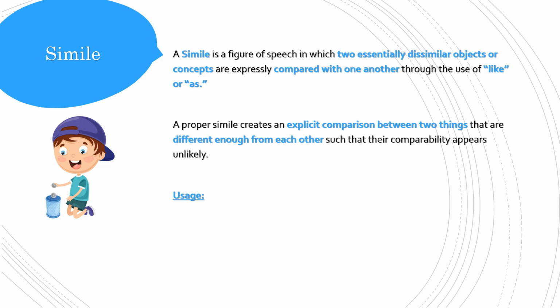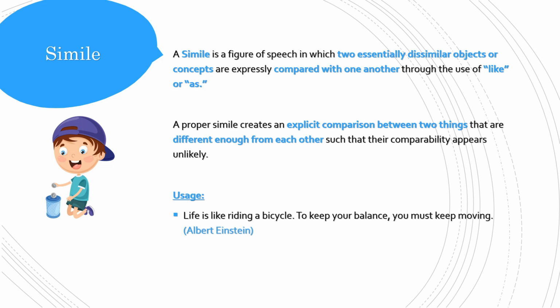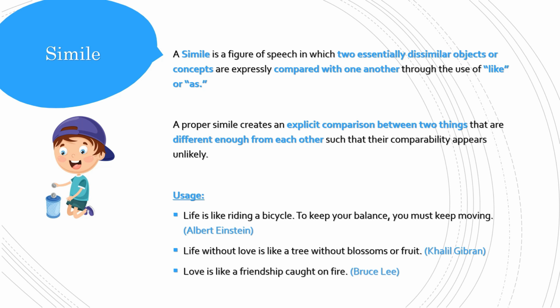Usage. Life is like riding a bicycle. To keep your balance, you must keep moving. Quote by Albert Einstein. Life without love is like a tree without blossoms or fruit. Quote by Khalil Gibran. Love is like a friendship caught on fire. Quote by Bruce Lee.